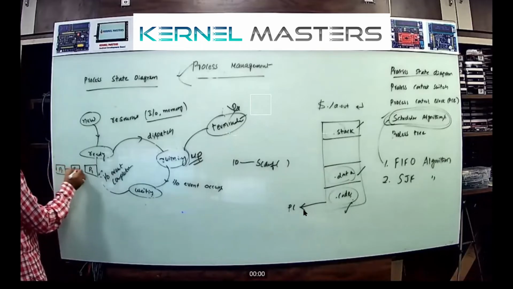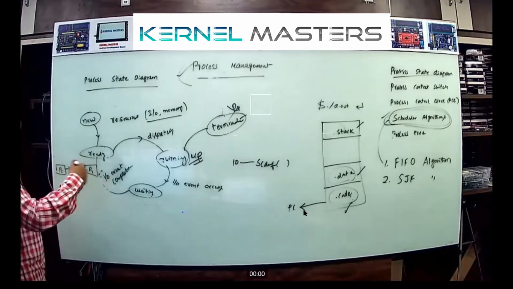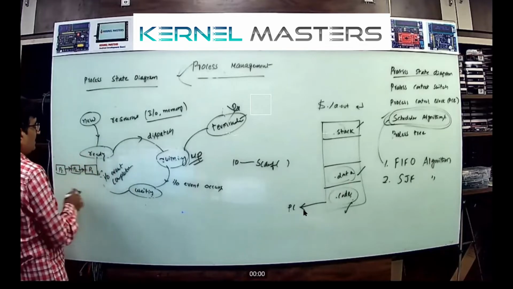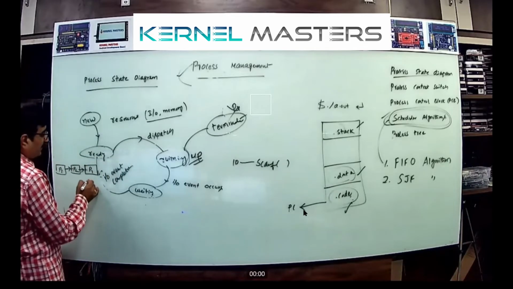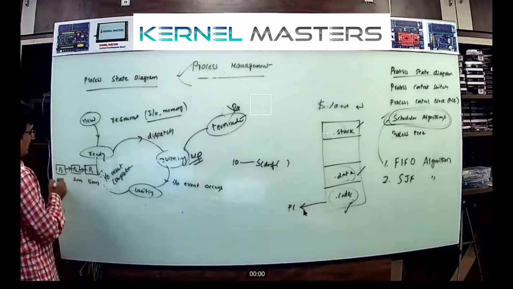In the queue, 3 processes will be there: P1, P2, P3, in a linked list like that. Three are there in that line. P1 time taken is 50 milliseconds, P2 time taken is 20 milliseconds, and P3 time taken is 10 milliseconds.